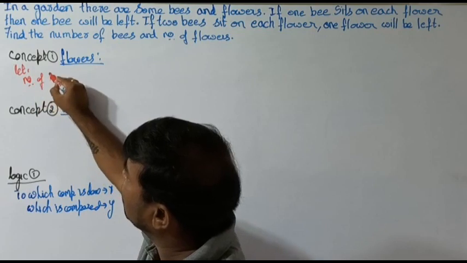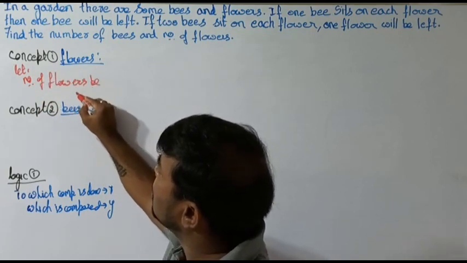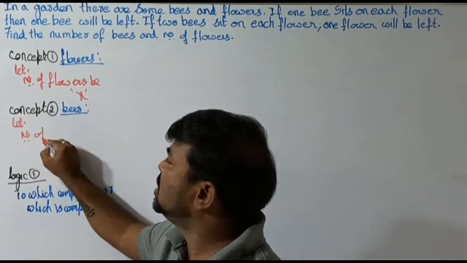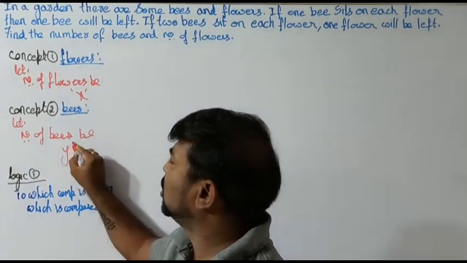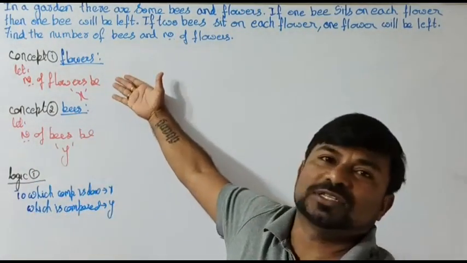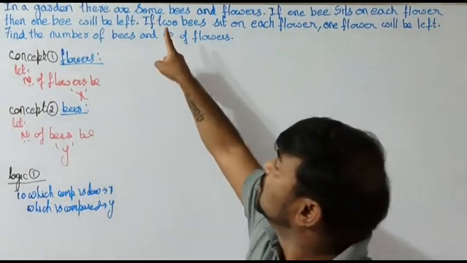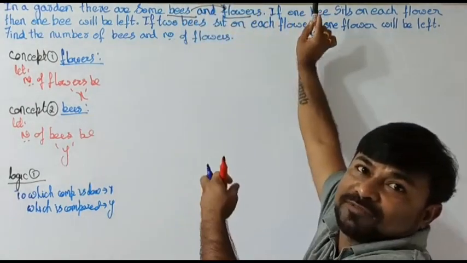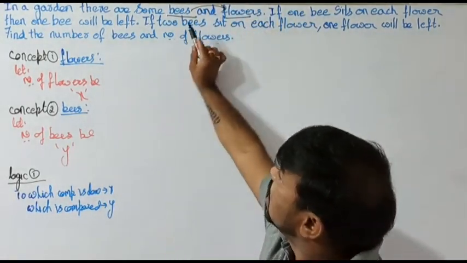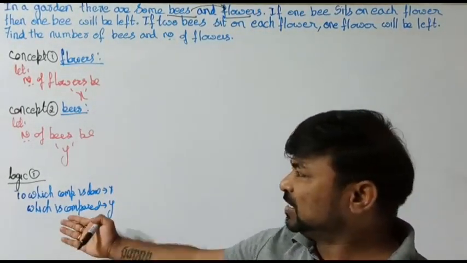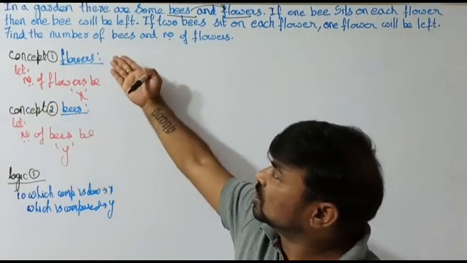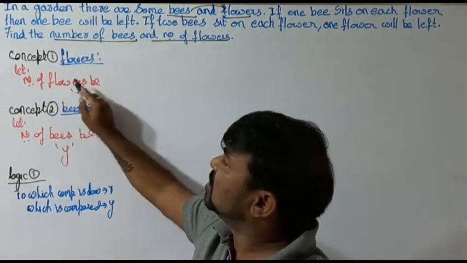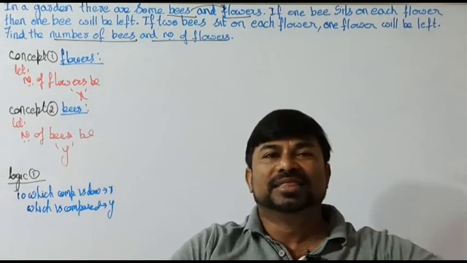Let the number of flowers be x and let the number of bees be y. Basing upon the logic, why did I take flowers as x? Because that is the one to which comparison is done. Bees are compared to the flowers. This is the relation we have. Therefore, flowers I take as x and bees I take as y. So, basing upon the logic we are dealing with, we choose the two concepts: the first concept is flowers and the second concept is bees. As we have to find the number of bees and the number of flowers, let the number of flowers be x and the number of bees be y. Yes, this is the introduction topic.